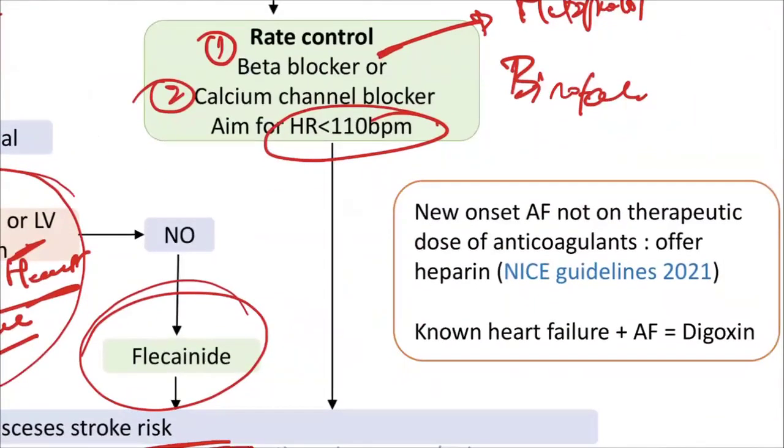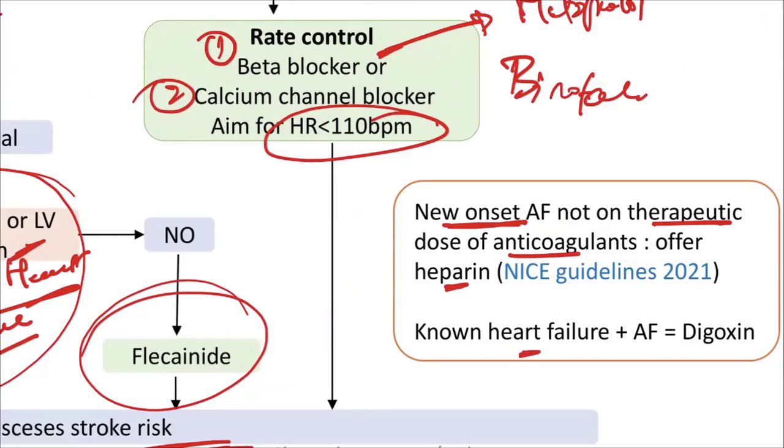One more thing you need to consider: giving therapeutic doses of anticoagulants in anyone who presents with new onset AF, just offer heparin. Because as I told you, if paroxysmal or persistent AF is present, they would have already evaluated the stroke risk, done a CHADS-VASc score, and decided whether an anticoagulant is required or not. So you need not break your head for those patients. If it is new onset atrial fibrillation, previously not diagnosed at all, you will be treating with an anticoagulant. Basically, stroke prophylaxis is what you are giving.